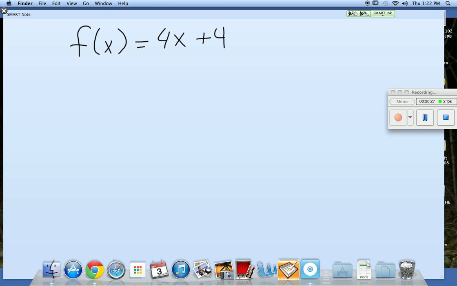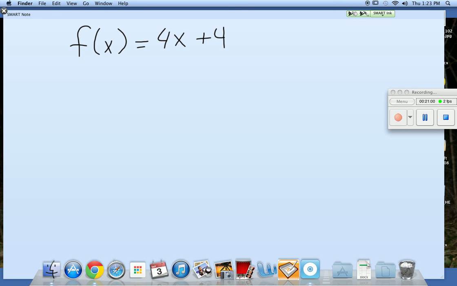Okay, first thing you have to do is make this y. So put y equals 4x plus 4. Eventually, yeah, well, this is the order we do it. Now switch those around. Make it x equals 4y plus 4. And now solve for y. You can do it. Bring the 4 over.